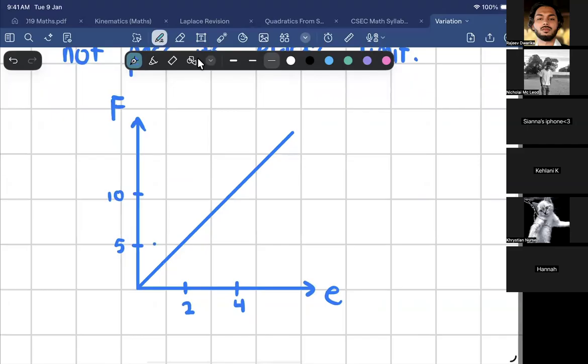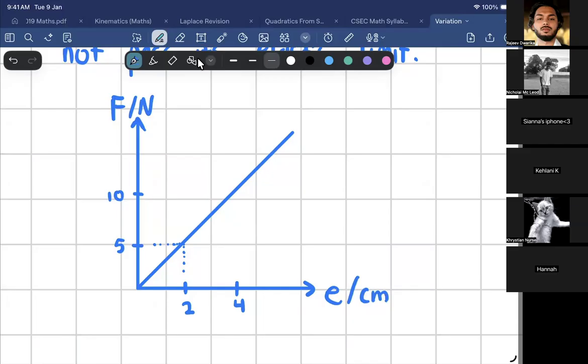So Hannah, tell me something, right? When I apply a force of 5 newtons to the spring, from the graph, it looks like the extension is what? 2. It looks like the extension is 2 centimeters, right? So I'm gonna just put some units here, just like our physics class almost.